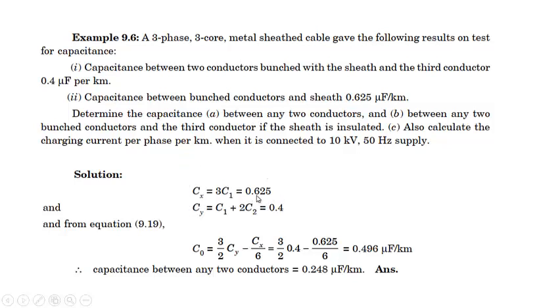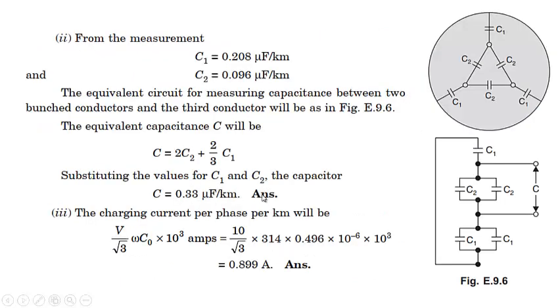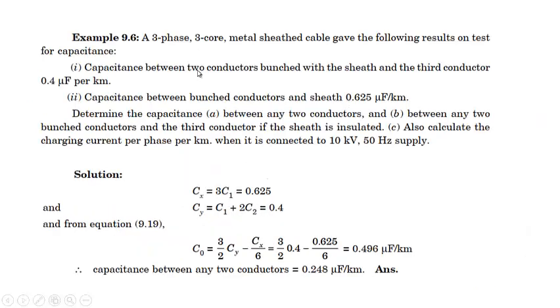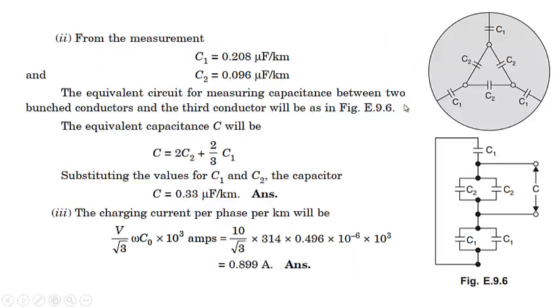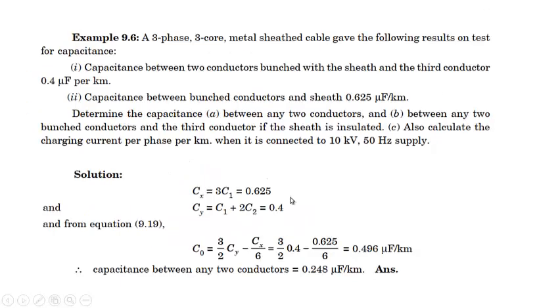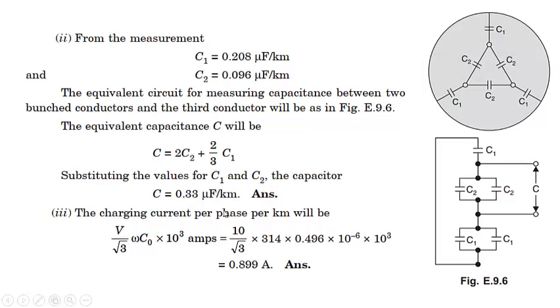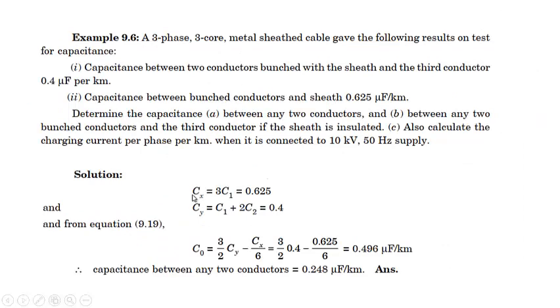So C1 will be equal to 0.625 divided by 3, that is 0.208 microfarad per kilometer, because this is also given in microfarad per kilometer. So Cy is equal to C1 plus 2 C2. Calculating, Cy will come out to be 0.096 microfarad per kilometer. So this is the calculation of C1 and C2.